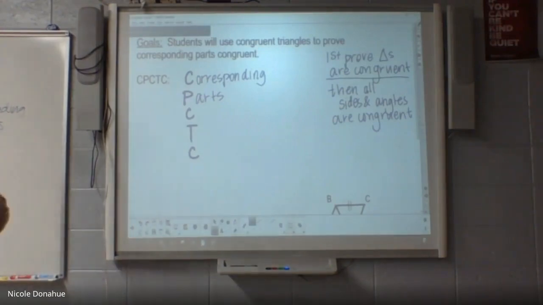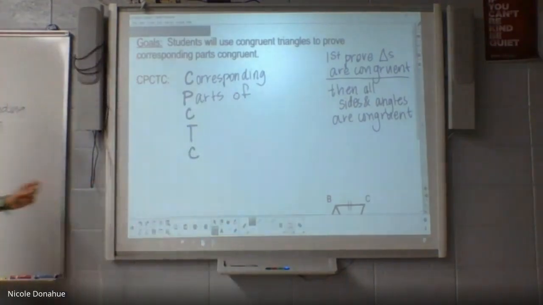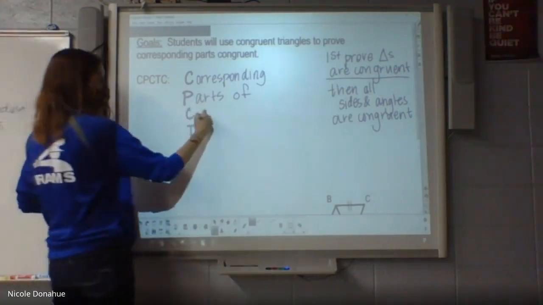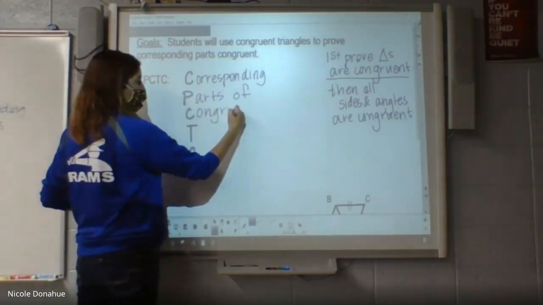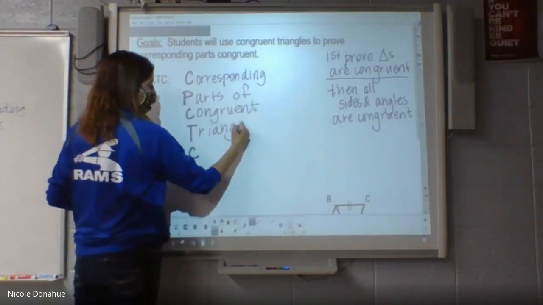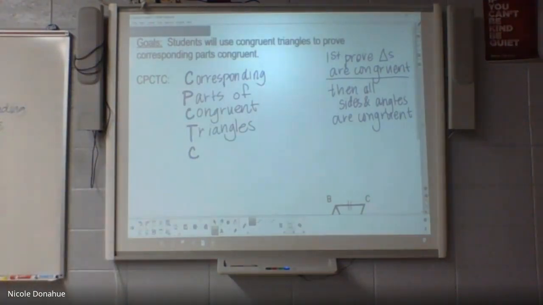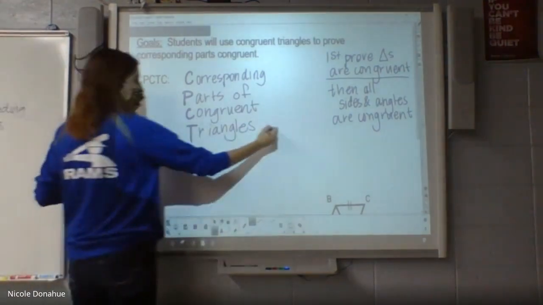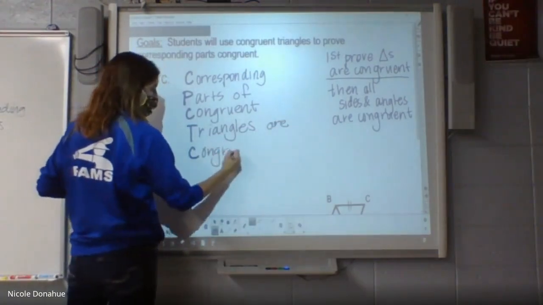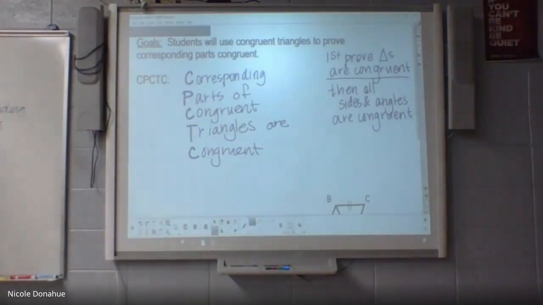Now then they get kind of mean here. They throw an "of" in there. "Of," they don't have an O in the name. Congruent triangles. Corresponding parts of congruent triangles, and we're going to say are congruent. So I'll show you guys how we use that in a second here.